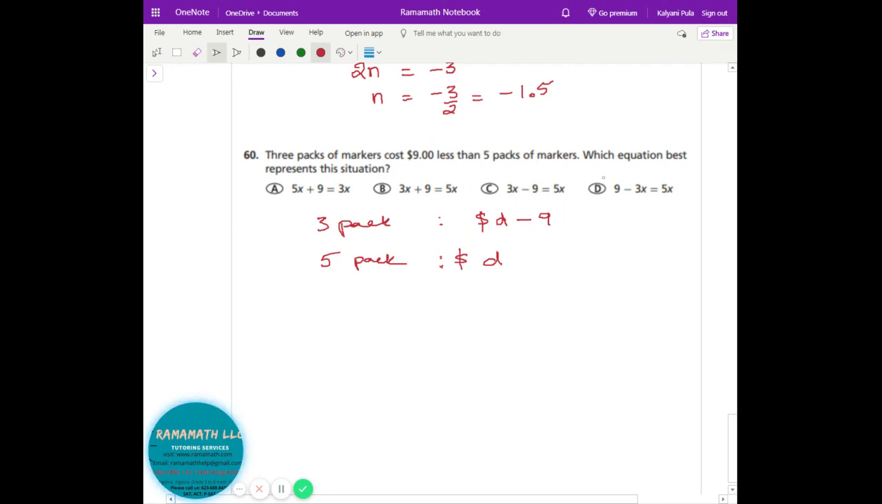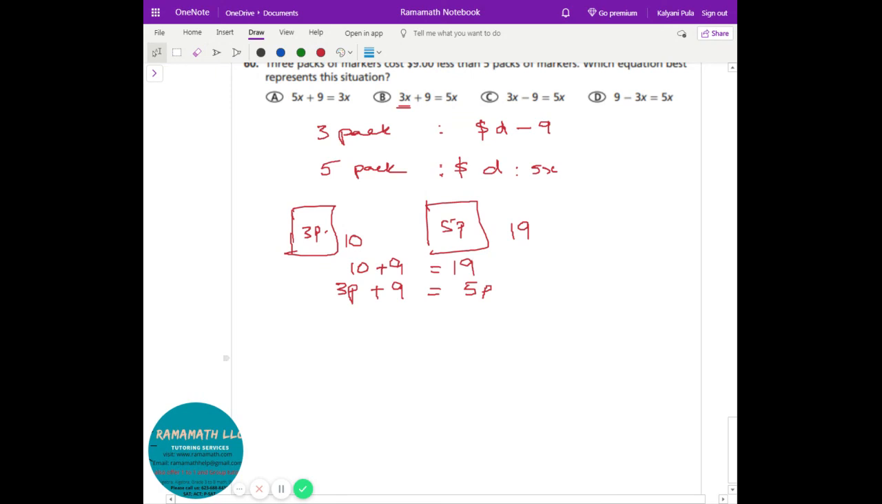And then we know which equation best represents it, and then definitely we can use them. So if I use this model right here, 3 packs is $10 and 5 packs is $9 less than that. So it makes more sense up there. So obviously it makes much more sense if you take B.